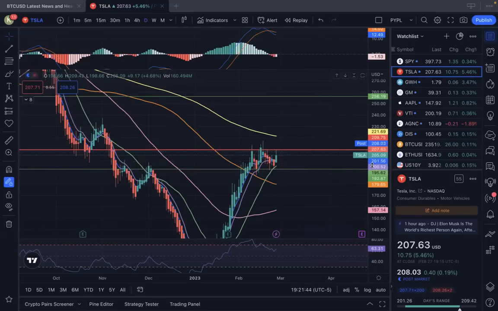The resistance seems to be at 209.75, guys. Right now, post market, it's at 208.03. So it seems like the resistance is right about around there, 209.75. And that is just going based off tomorrow though.